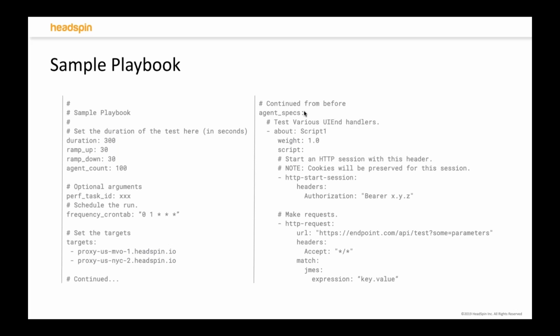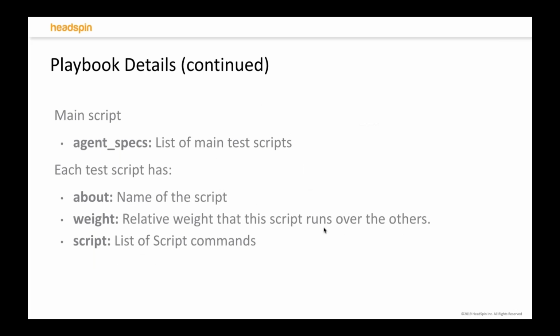The contents of this agent specs are a list. This is YAML syntax for a list. So it's actually a list of scripts that you can run. And each script has a name. That's what this about field is. It has a relative weight. And then it has the script itself, which has the different commands to run. The relative weight indicates, if one has a relative weight of 2 and another has a relative weight of 1, the one that has a relative weight of 2 is going to run twice as often. And then we have the actual script itself, and then we have different commands. We'll talk about that in a moment. These slides kind of summarize what I talked about there.